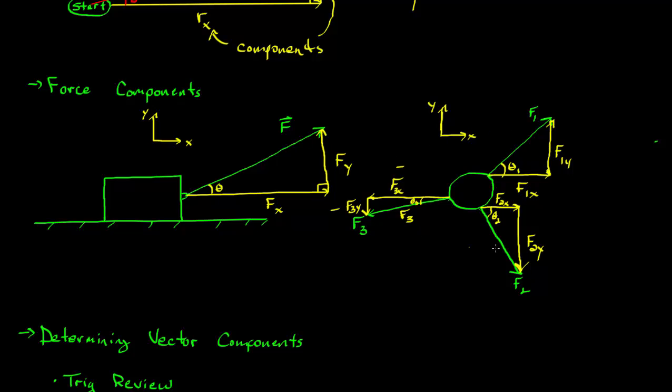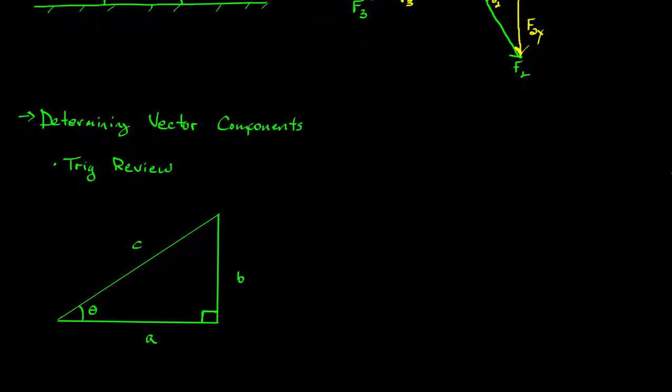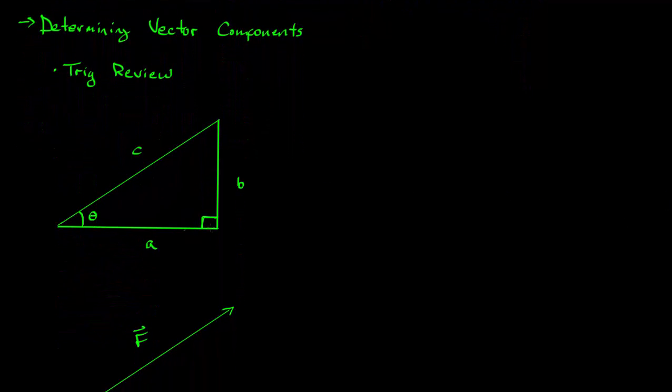Okay, so this is going to be a pretty common step, breaking out all the components, and then what we'll do is start putting them together in Newton's first or second law. But how do we figure out the actual value? So how do we determine these actual vector components? Let's do a quick review of some trig, and then we'll apply it. So we're looking at a right triangle given sides A, B, and C, and an angle theta. Remember that this one is the hypotenuse of the triangle.